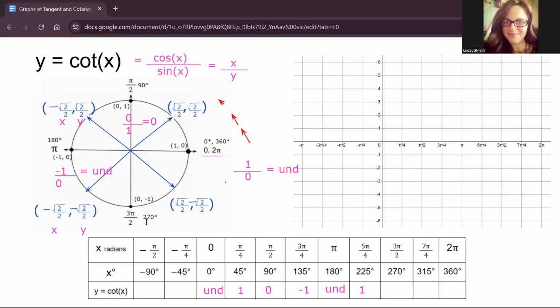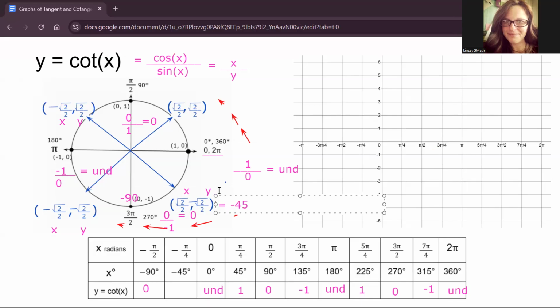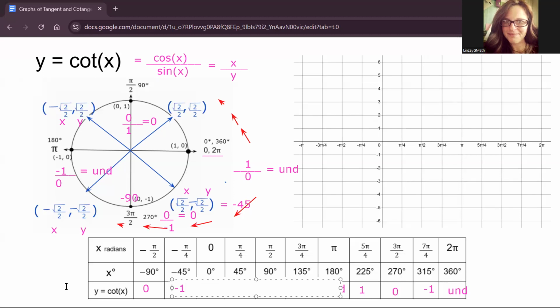270 degrees, x divided by y, we get 0. And then over here to 315 degrees, x divided by y, we get negative 1. And back up here to 2 pi, undefined. And then we'll go the other way around the circle, negative 90. Negative 90, x divided by y, we get 0. Oops. And I skipped right over negative 45. Negative 45 degrees right there, we get negative 1.